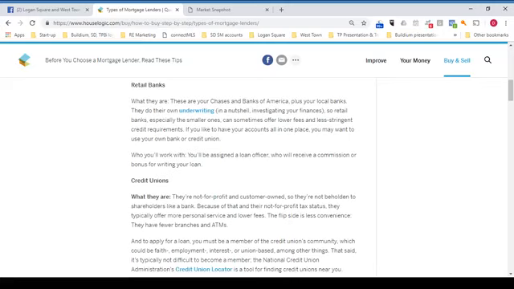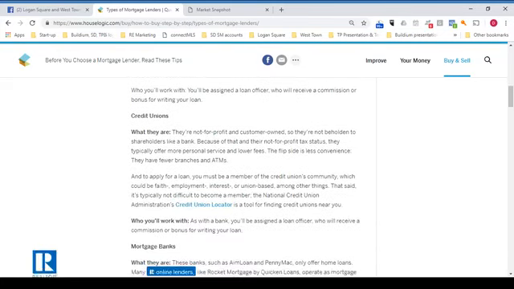If you like to have your accounts all in one place, you may want to use your own bank or credit union. Who you'll work with.